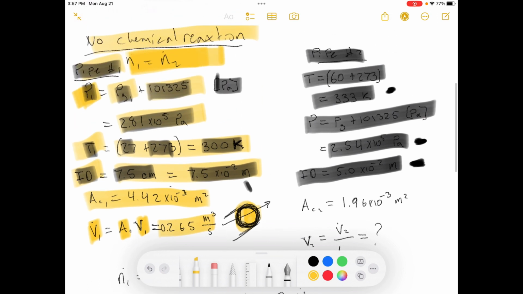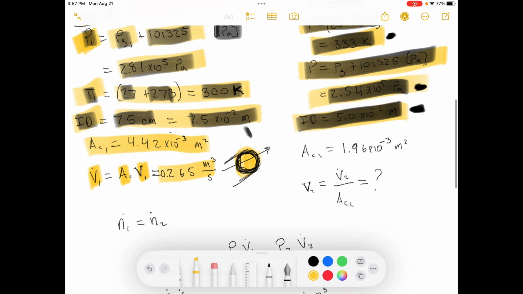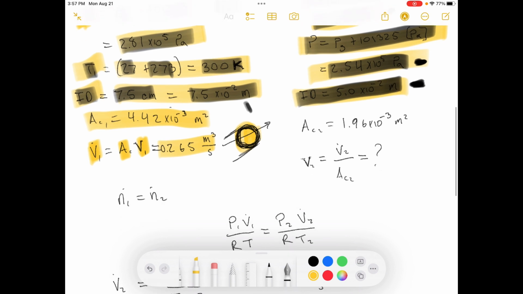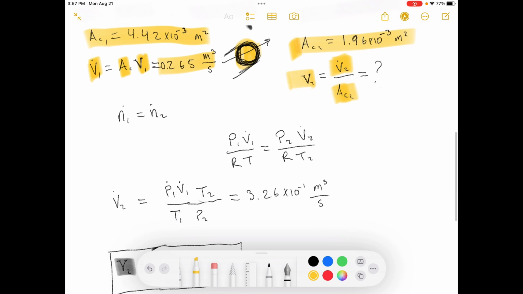Then we do the same thing over here with pipe 2. Temperature, change that into Kelvin. Pressure, change that into pascals. And our inner diameter. Then we've got our cross-sectional area over here, but we don't know the velocity of the fluid. To calculate that, we'll need to find the volumetric flow rate, and since we already know the cross-sectional area, we'll divide by it.